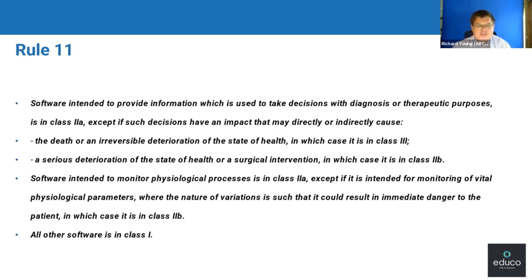And here's a kicker. Software intended to monitor physiological processes is in class 2A, except if it's intended for monitoring of vital physiological parameters where the nature of variations, notice the repeat from Rule 10, is such that it can result in immediate danger to the patient, in which case it is class 2B. All other software is class 1. I've struggled to find any software that falls into class 1, because if it's not monitoring something or doing something, I'm not entirely certain why you've got it. But I'm sure there's an example out there somewhere.